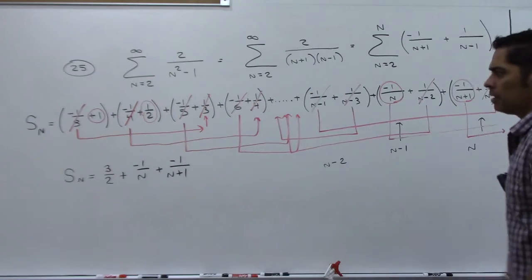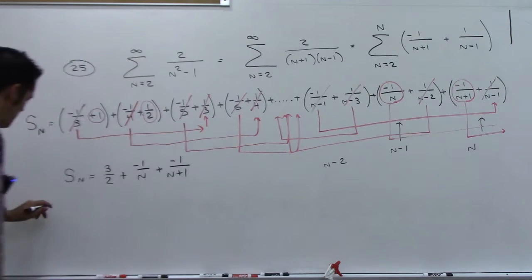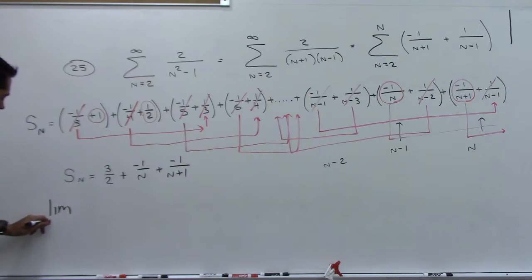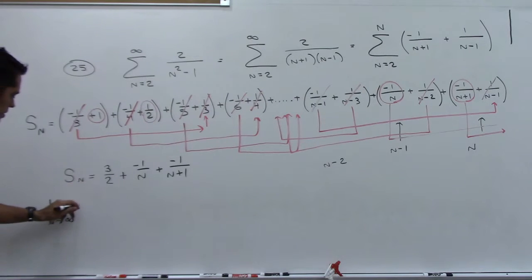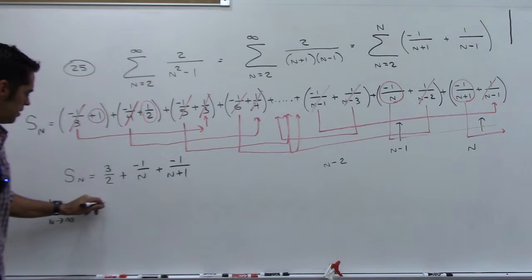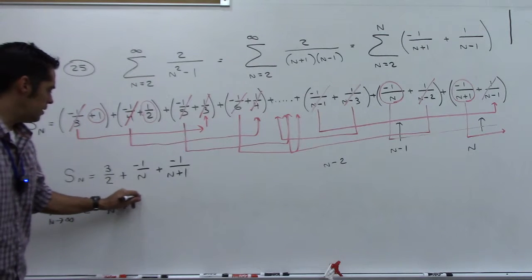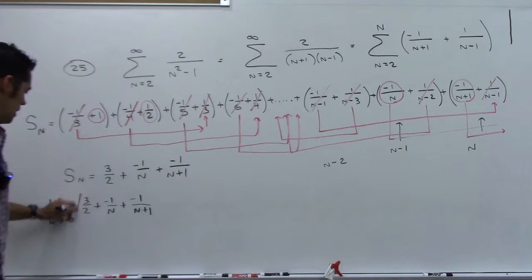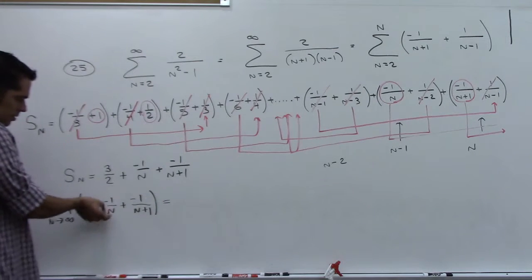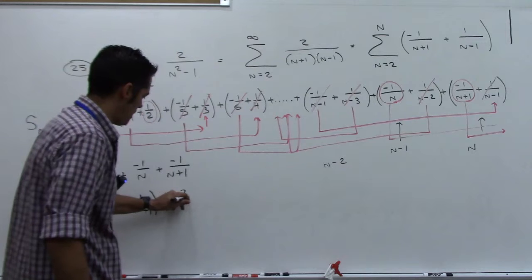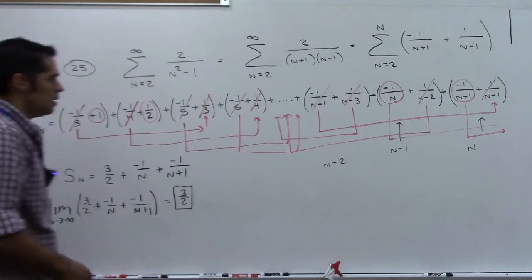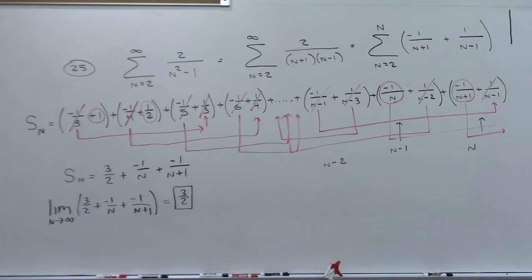That's S sub n. And now what we do is we take the limit as n goes to infinity of this, 3 over 2 plus negative 1 over n plus negative 1 over n plus 1. And that is what? That goes to 0, that goes to 0, so I just get 3 halves. So this telescopic or collapsing series converges to 3 halves. Okay, that was number 25.